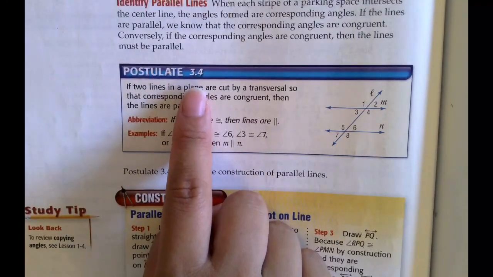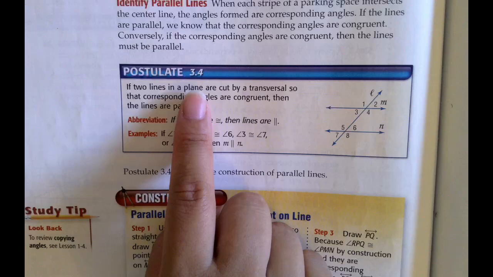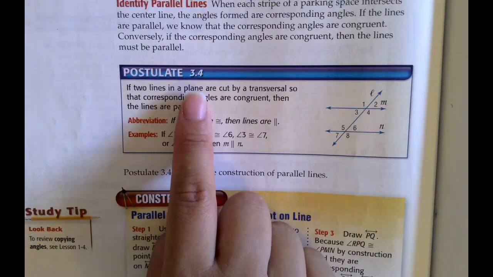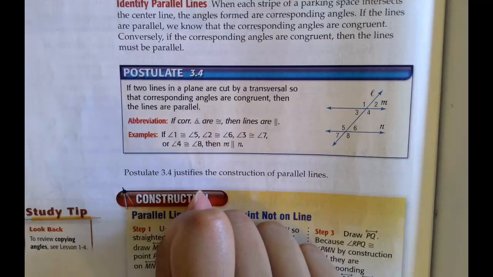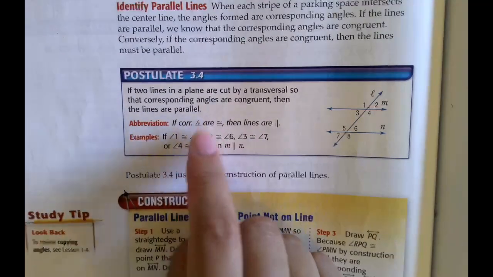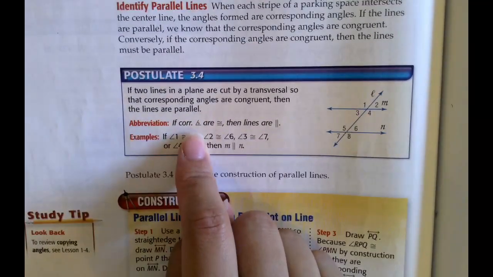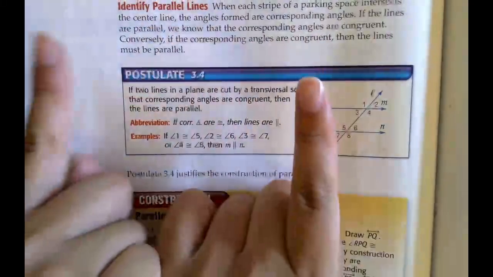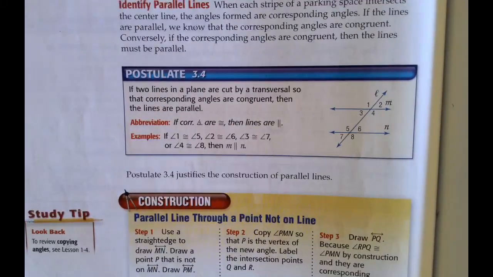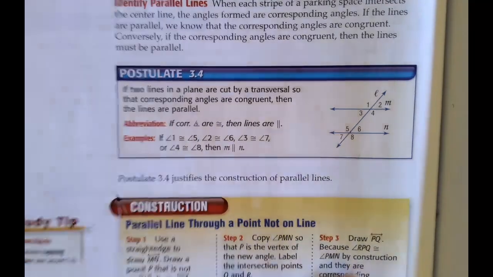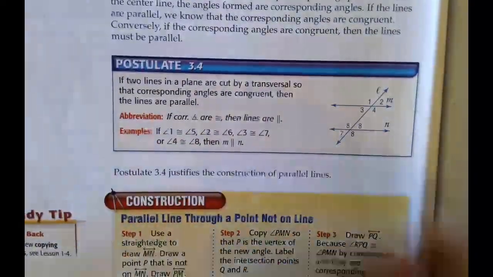Again, I will not accept if you write postulate 3.4 because 3.4 in this book is different from 3.4 in other geometry books, which is not helpful overall. What this is called, this is known as the converse, right? Because we're switching our if and then. This is the converse of the corresponding angles postulate. Okay. So this is the converse of that.